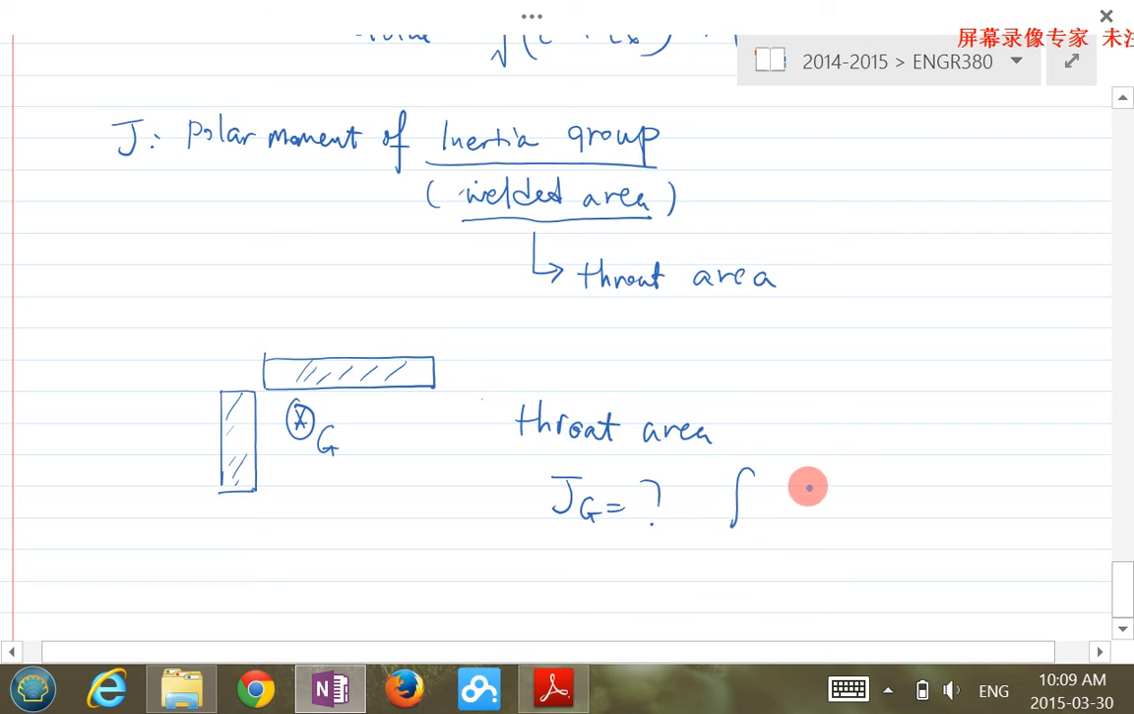And calculating the JG, the mathematical formula is this. It's a double integral because it's a plane area. What are we integrating? We're integrating x squared plus y squared, dA. That depends on how your x and y axes are defined, maybe over here like this. Mathematically, that's how you would calculate the JG.